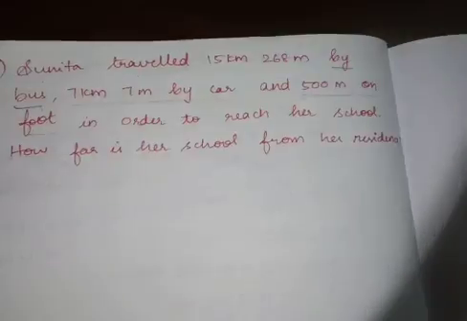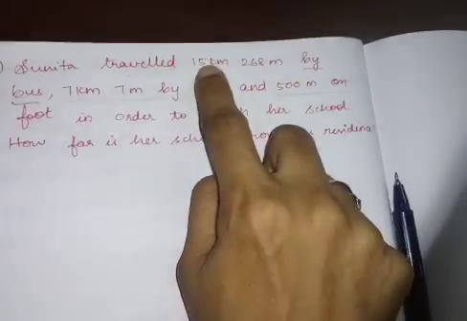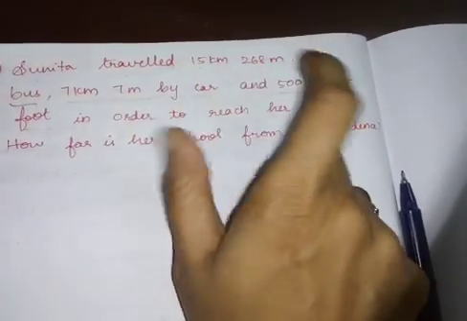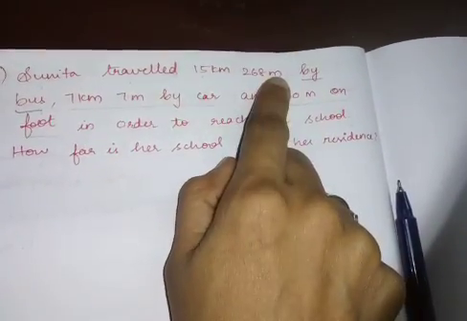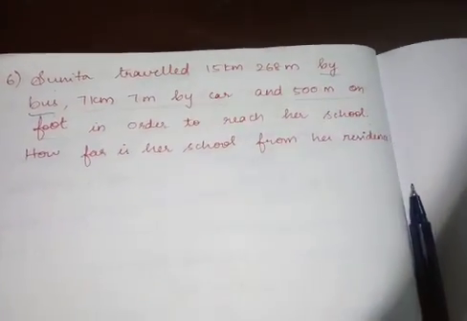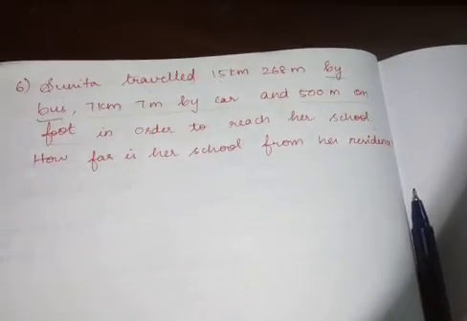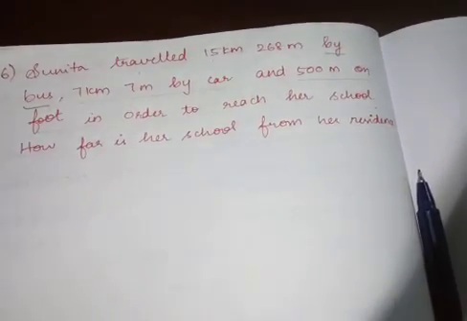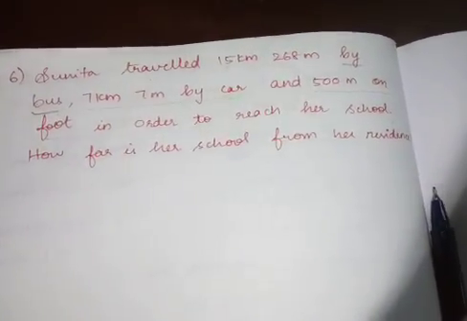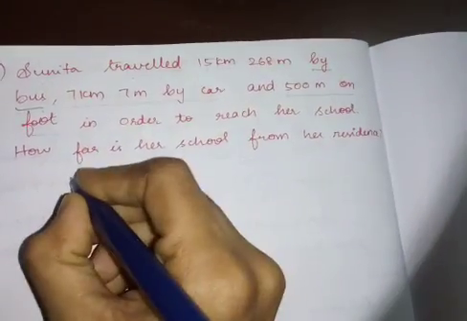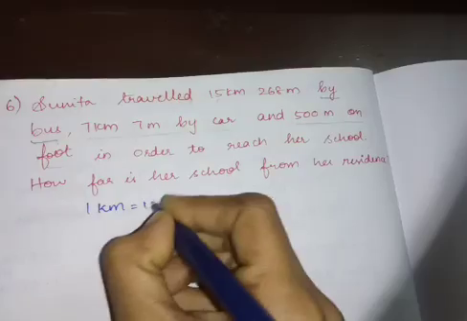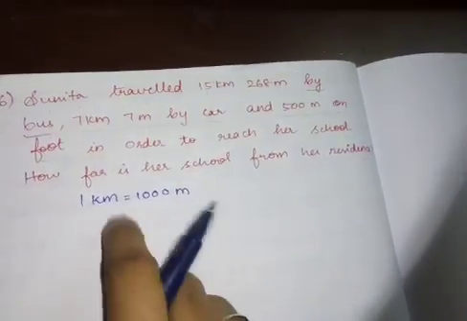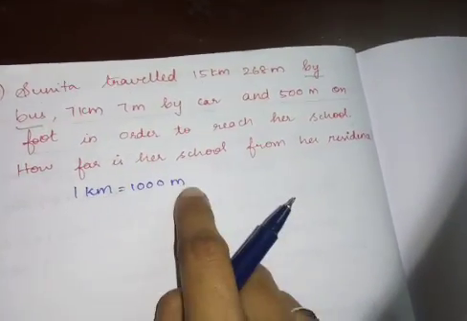Okay, first, every distance is given in two different units. One is in kilometers and another is in meters. So I told you, right, both should not be different, both should be in the same units. Only then we can add them directly. Okay, so first, what is the relation between kilometer and meter? 1 kilometer is equal to 1000 meters.